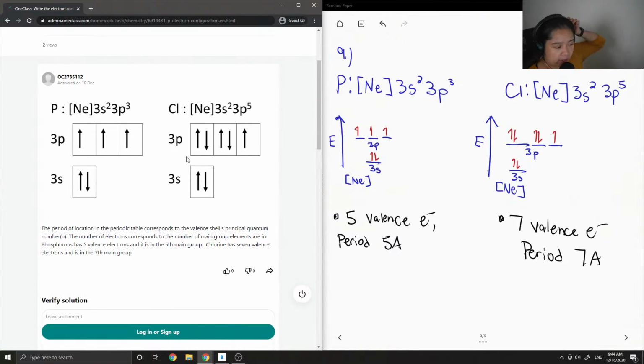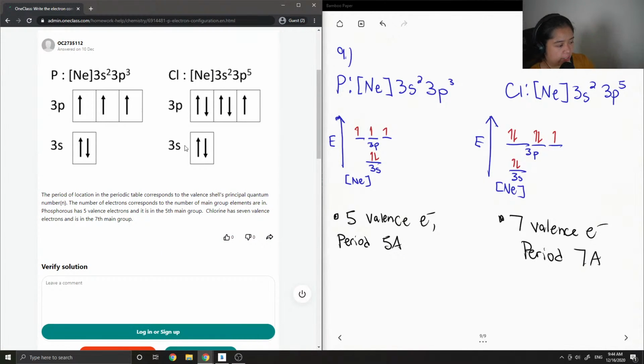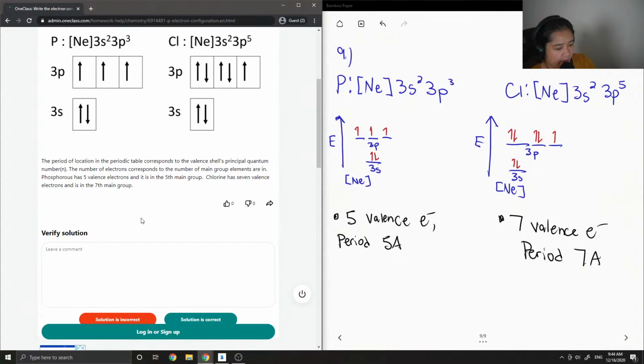And the junior tutor said the period of location in the periodic table corresponds to the valence shell's principal quantum number. The number of valence electrons corresponds to the number of the main group the element is in. Phosphorus has 5 valence electrons and it is in the 5th main group. Chlorine has 7 and it is in the 7th main group. Yep, so this solution is correct.